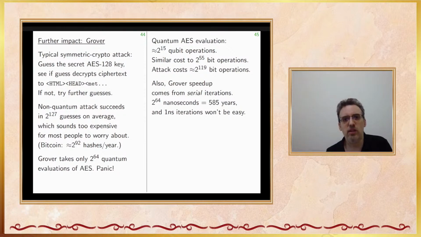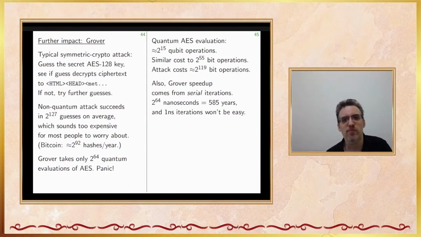But if you serially did 2 to the 64 nanoseconds, just imagine an iteration being doable in a nanosecond, which sounds a little hard to believe, but suppose you could do that. 2 to the 64 nanoseconds is 500 something years. That's a pretty long time. Maybe the attacker is going to run a 585-year computation, but it's a little beyond what we tend to think about in cryptography.